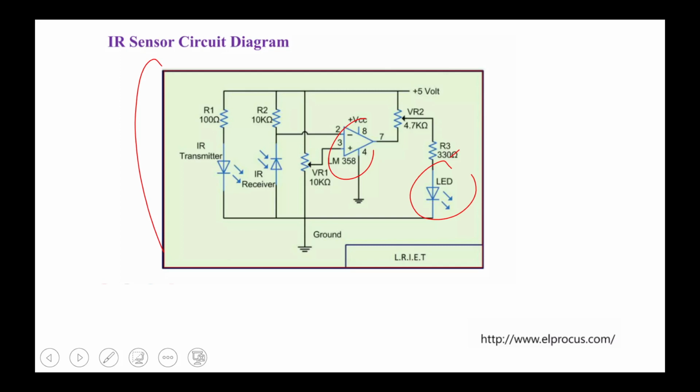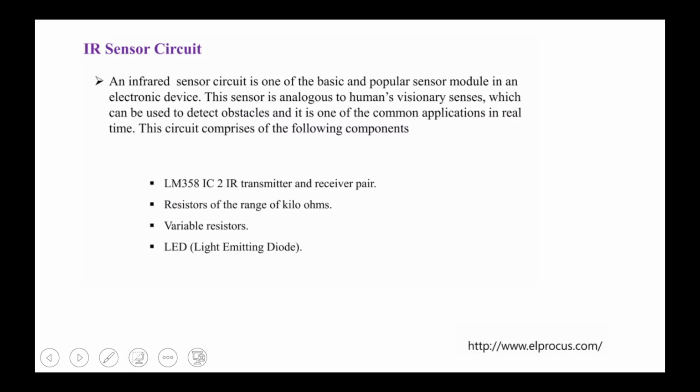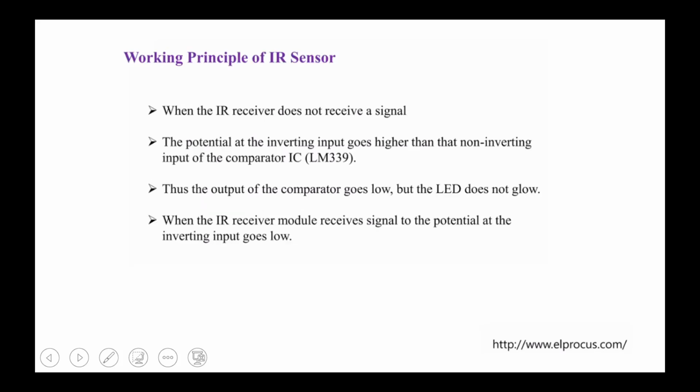Suppose you want to detect an obstacle. When some obstacle comes in front of that LED, the light will be reflected back, so your signal will be more. So you have to do the coding: if the light is reflected back, the door will be open, otherwise it will be closed in your Arduino coding. So this is the component you need to fabricate that IR sensor.